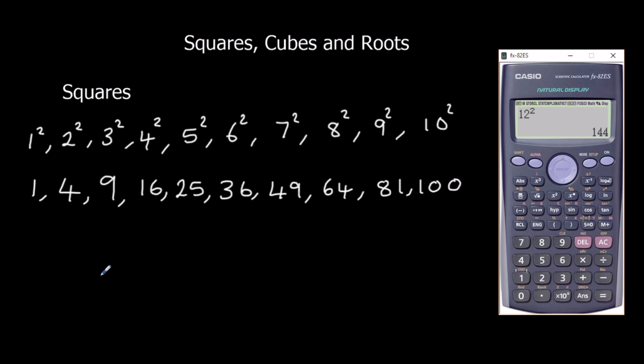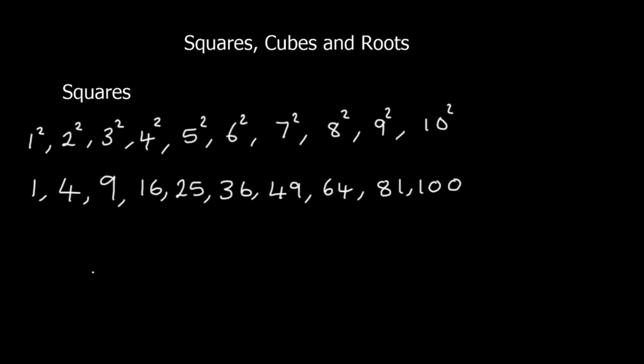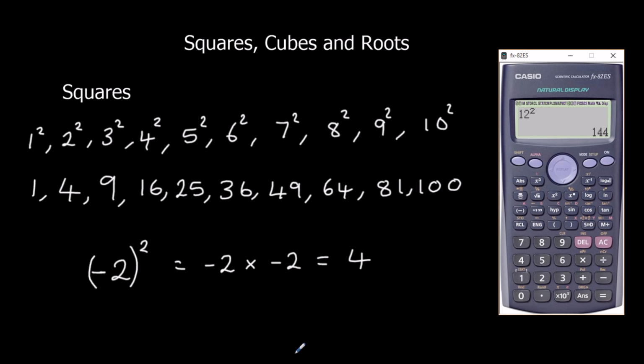Now what we've got to be careful of, especially when using the calculator, is something like -2 squared. -2 times -2. So whenever you've got a negative times a negative, it makes a positive. So -2 times -2 should give us positive 4.